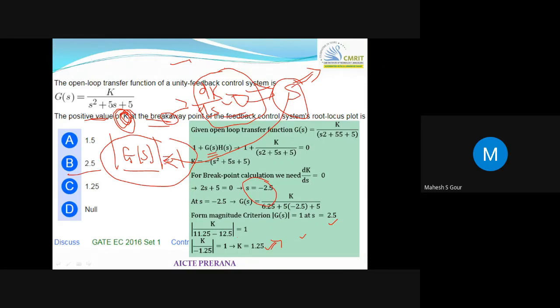Okay, when we are solving the Nyquist problem, then you will understand why it is chosen as 1.